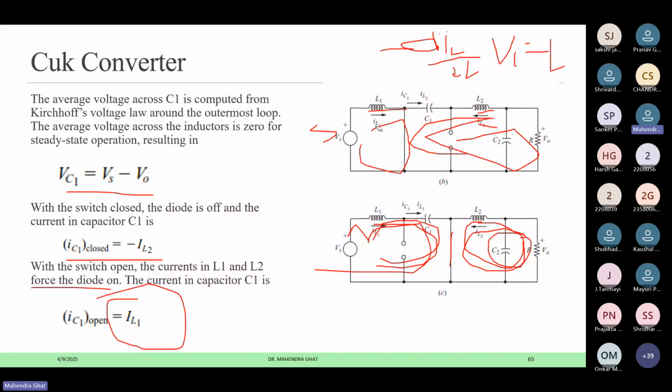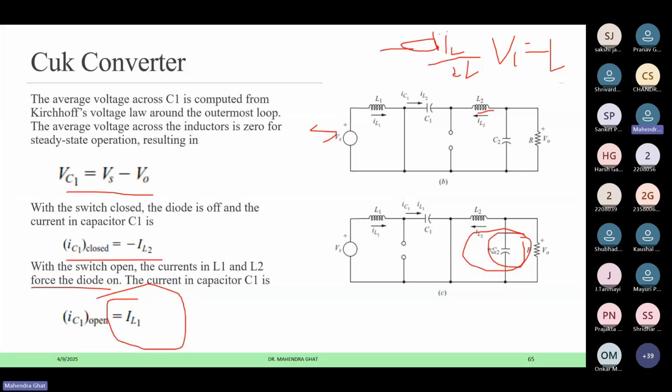Here the power will always flow from this side to this side. No power is flowing from this side to this side, so it cannot be bidirectional. So for charging and discharging, we require bidirectional converters. I will take one example of the buck converter, which can operate for charging and discharging in both directions.